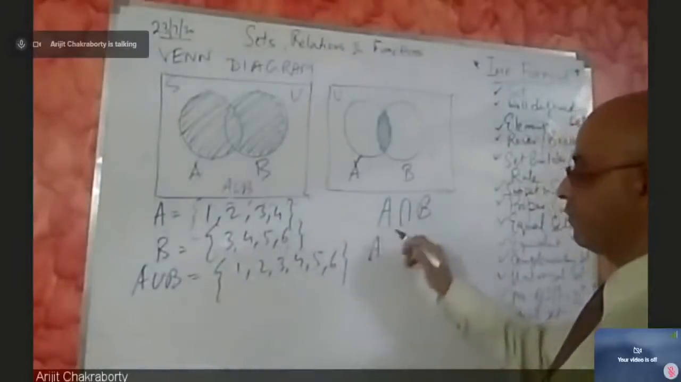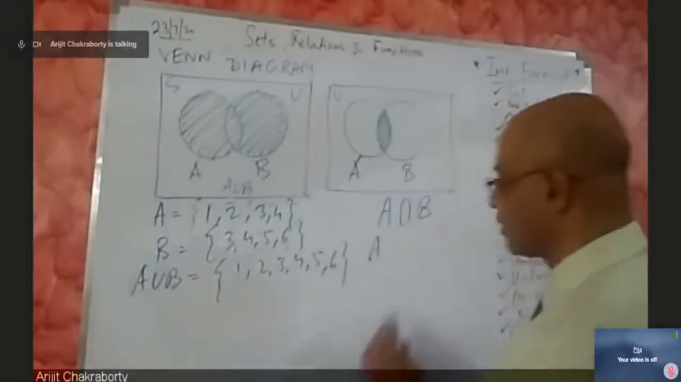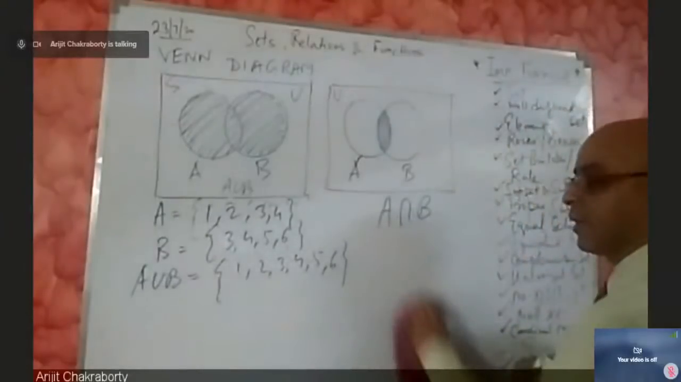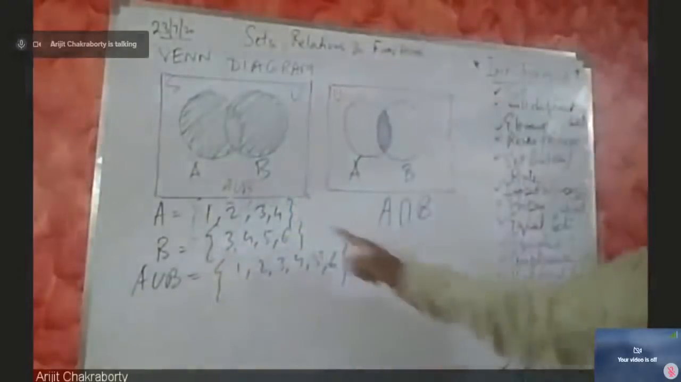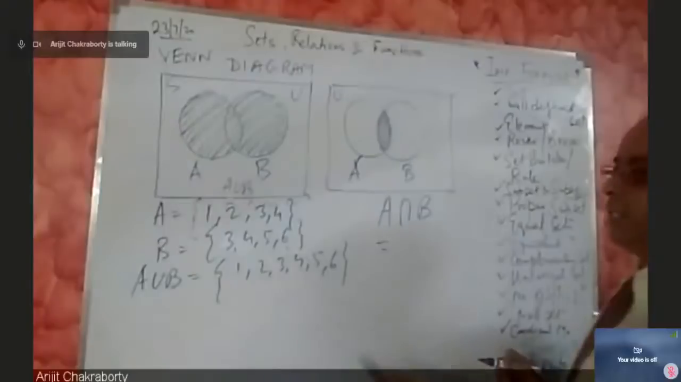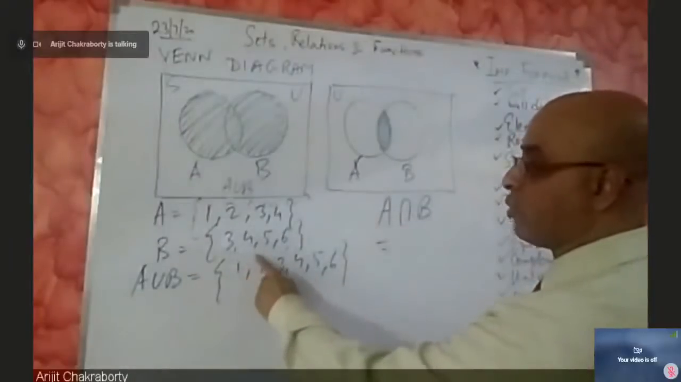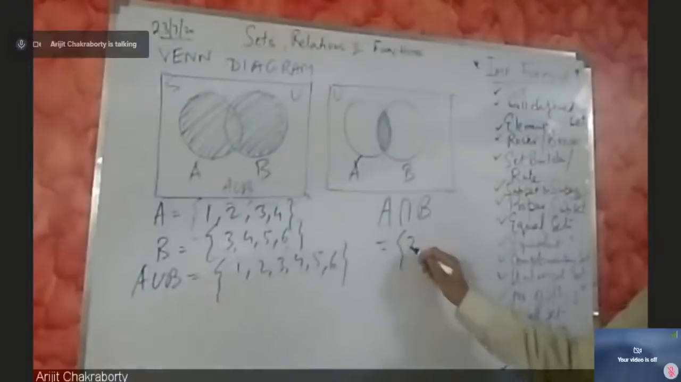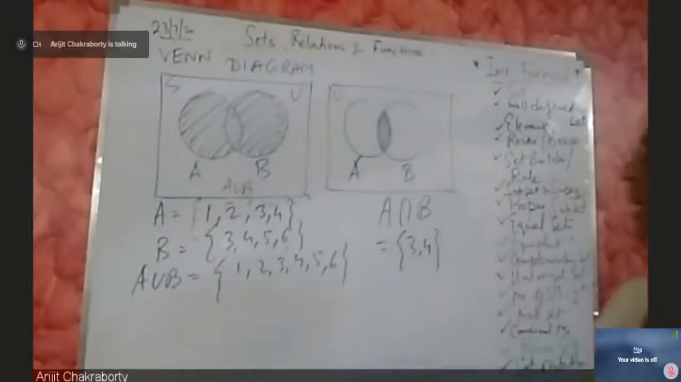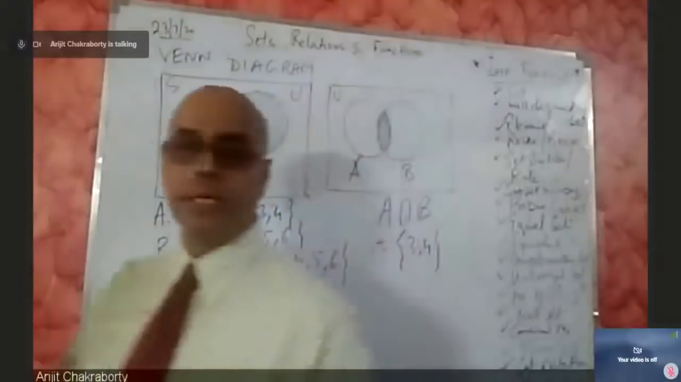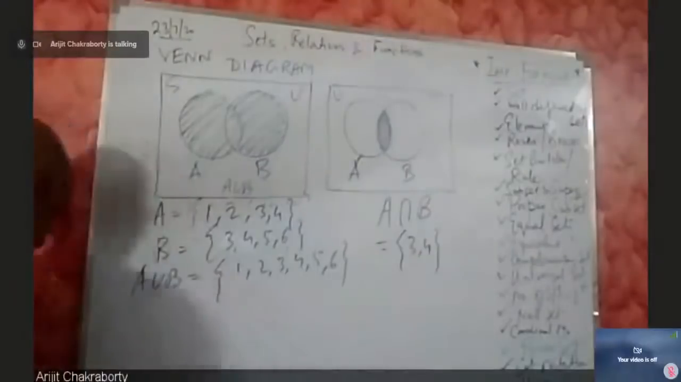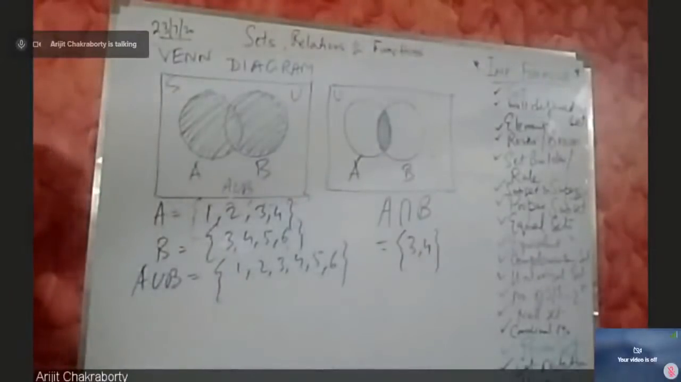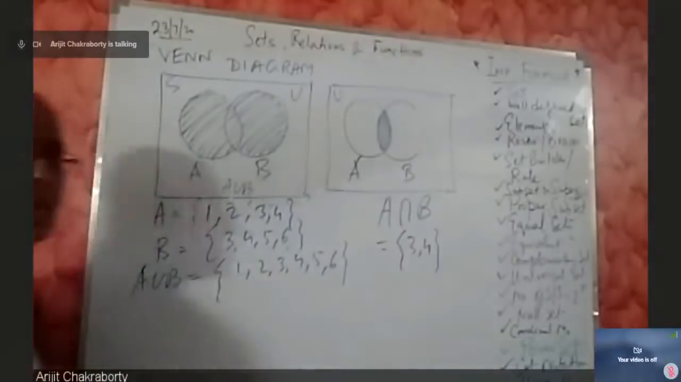A intersection B. What will be A intersection B? Those elements which are common to both A and B. So in A and B, what are the common elements? You have 3 and 4. So the set 3 and 4 will be A intersection B. And A union B is already there in front of you. Do have a look once again. A union B, A intersection B. I think it makes sense, and you are able to follow and understand.